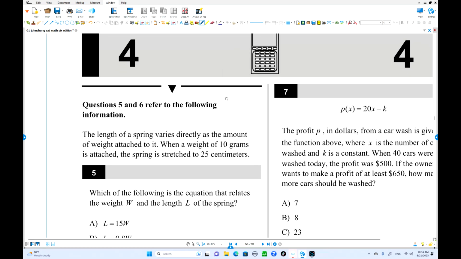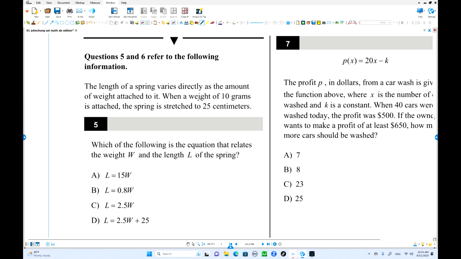Then number 5 and 6 over here. Number 5: the length of a spring varies directly with the amount of weight attached to it. When the weight is 10 grams, the spring is stretched at 25. So we're gonna find the equation between L and W. L is over here, so we better use L over W. That is what?